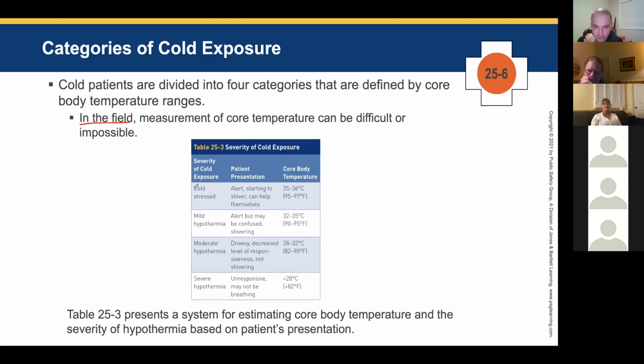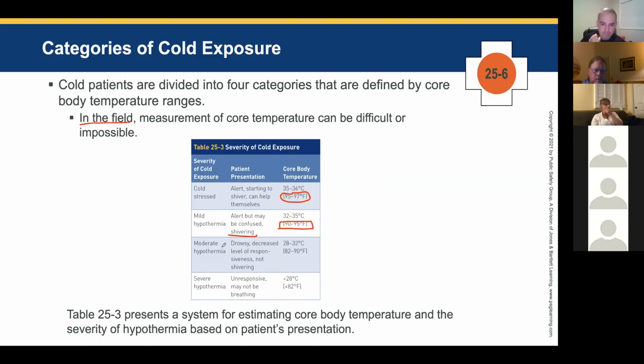However, moving into the severity. So we have cold stressed. We see here that the temperature is 95 to 97 degrees. Our patient is still alert. They're starting to shiver. They can still help themselves. As temperature begins to become mild, that's going to be 90 to 95 degrees Fahrenheit. The patient may be alert, but may be confused, and they're going to be shivering, okay?